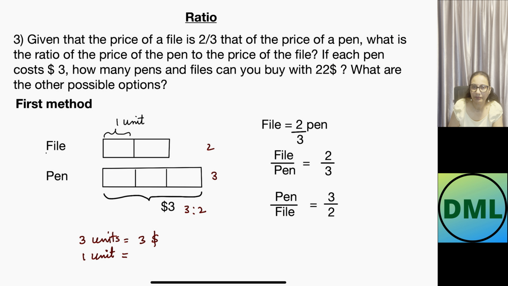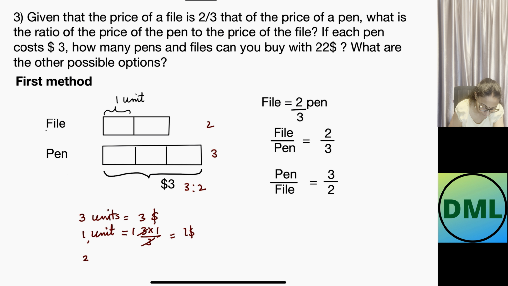I'll teach you a different method now for how we are going to solve this. We are going to multiply 3 times 1 and divide it by 3. Let's multiply 3 times 1 divided by 3. My answer will be equal to $1. 1 unit is $1. How many units do we have in the file? We have 2 units. I need to get the answer for 2 units.